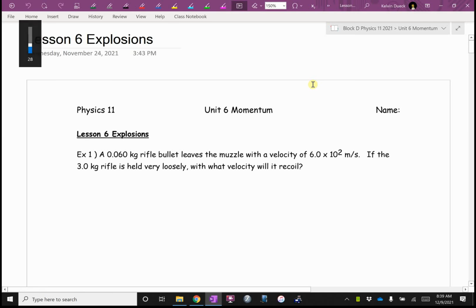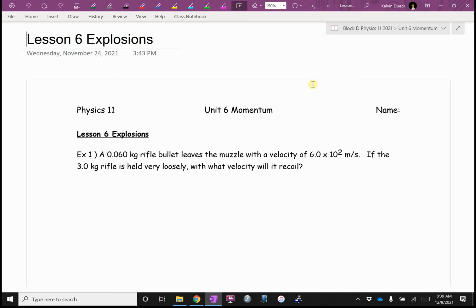Lesson 6, explosions. A bullet leaves the muzzle of a rifle with a velocity of 6 times 10 to the 2. That's 600, and I'll probably type 600 in my calculator because it's less writing. If the 3-kilogram rifle is held very loosely, with what velocity will it recoil?